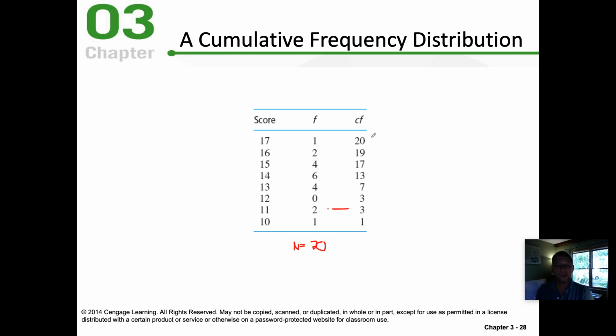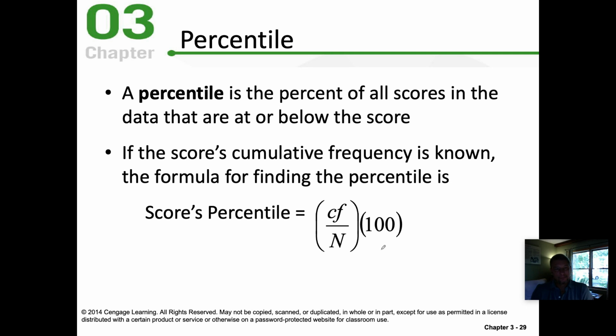Notice that the cumulative frequency of the highest score matches the value of n. Okay. Now, a percentile is the percent of all of the scores in the data that are at or below the score. And so if you know the score's cumulative frequency, the formula for finding the percentile is simply the cumulative frequency divided by n times 100. All right, that gives me the percentage. And so that is how a percentile is calculated.